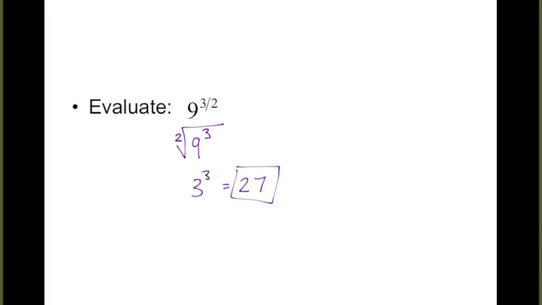Well, we took the square root of 9 and it became the 3. So that's why the whole root went away, because we took the square root of the number.